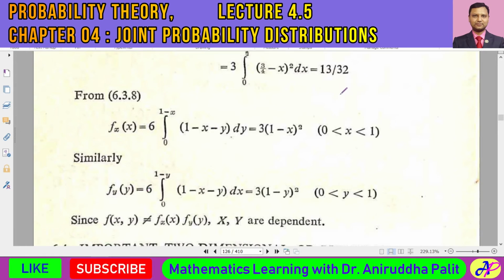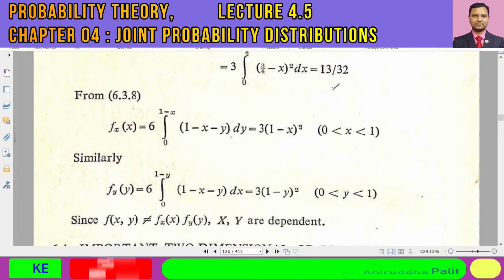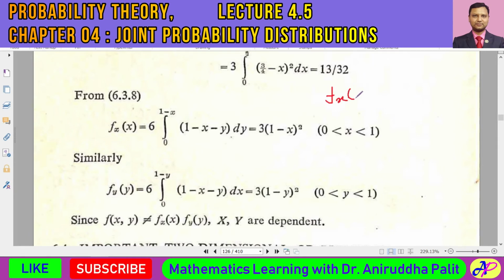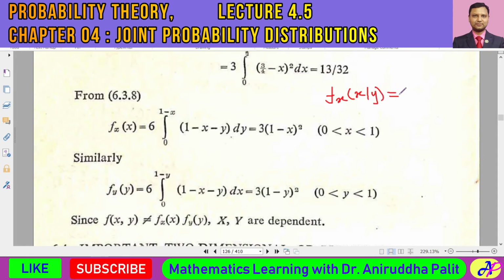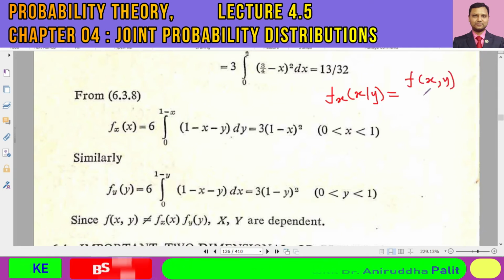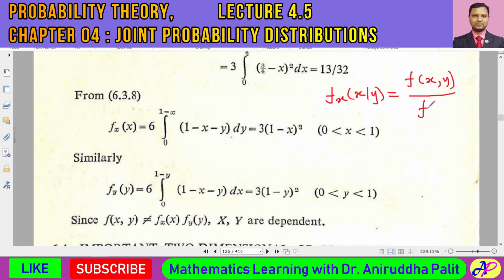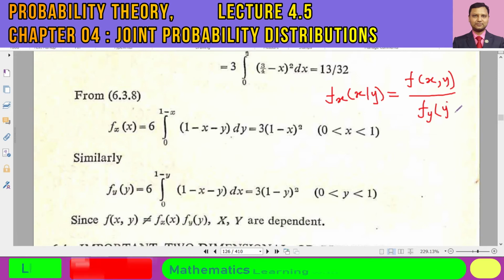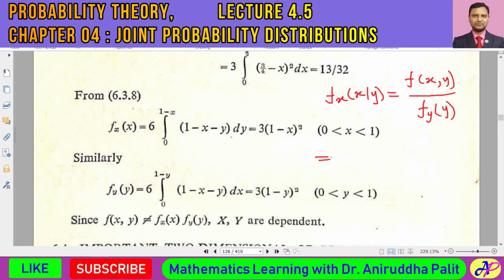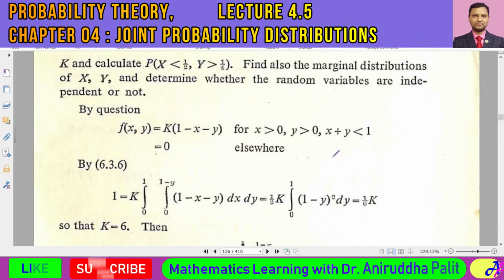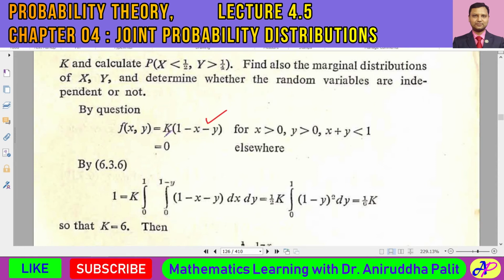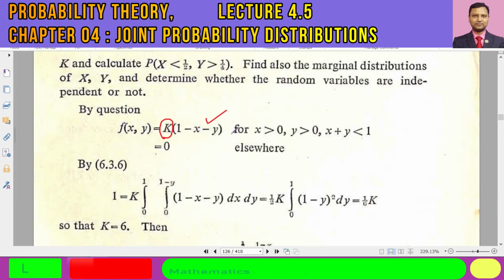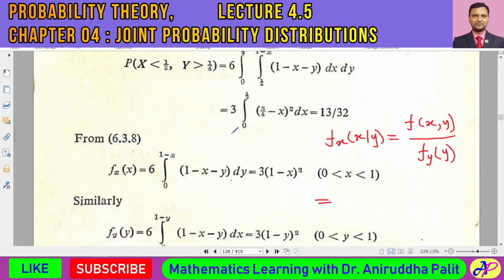For example, if you need to compute the conditional density function of x given y, then what to do? You just compute the ratio f(x, y) divided by f_Y(y). What is f(x, y)? This is the f(x, y) in the spectrum. k is equal to 6, so therefore 6 multiplied by 1 minus x minus y. This is the corresponding density function.